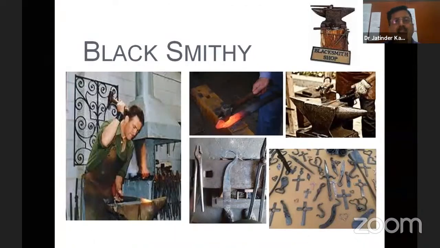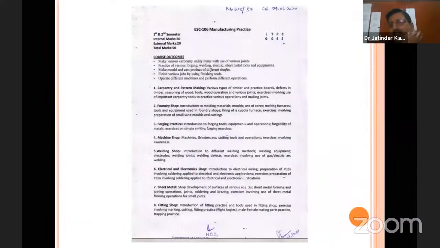So the first lab is blacksmithy, right? Before discussing blacksmithy, we will discuss the term manufacturing practice. What does manufacturing practice mean? If we see, there are various manufacturing processes in the industries. What is expected from each student is that he practices certain manufacturing processes which are prevailing in industry, and there are many industries.